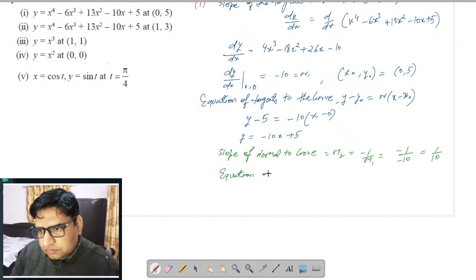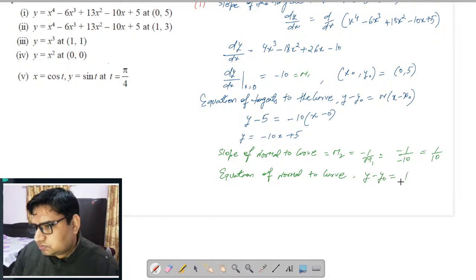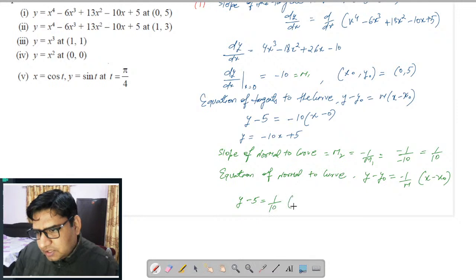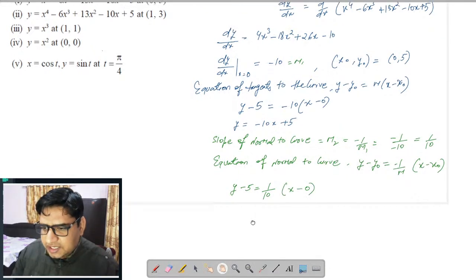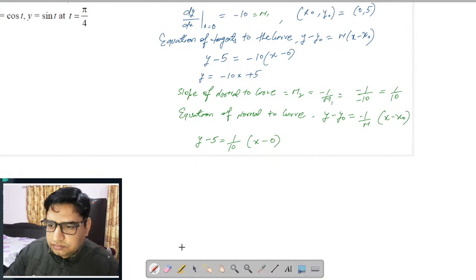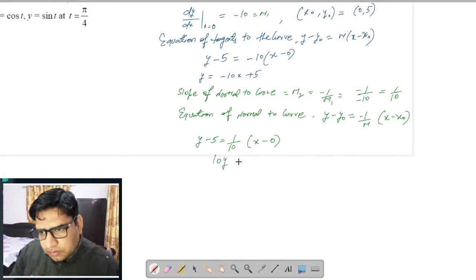And the equation of the normal to the curve is y minus y naught is equal to minus 1 upon m times x minus x naught. So we'll simply write it down: y minus 5 is equal to 1 upon 10 times x minus 0, which is nothing but 10y minus 50 is equal to x. Or you can simply write 10y is equal to x plus 50.